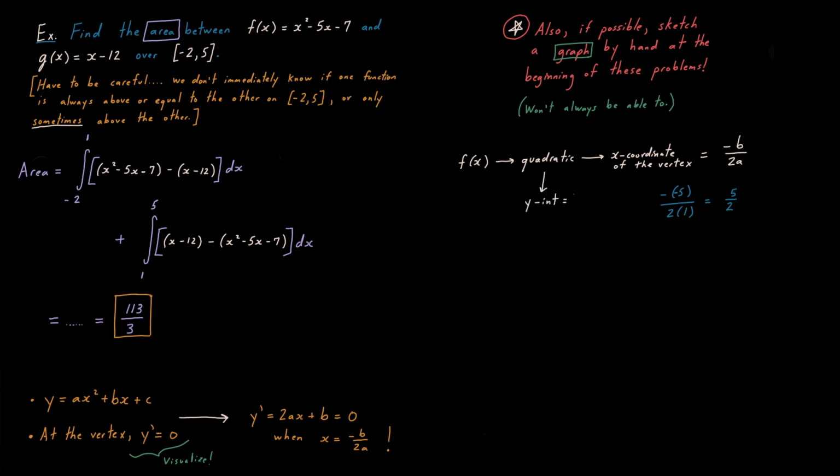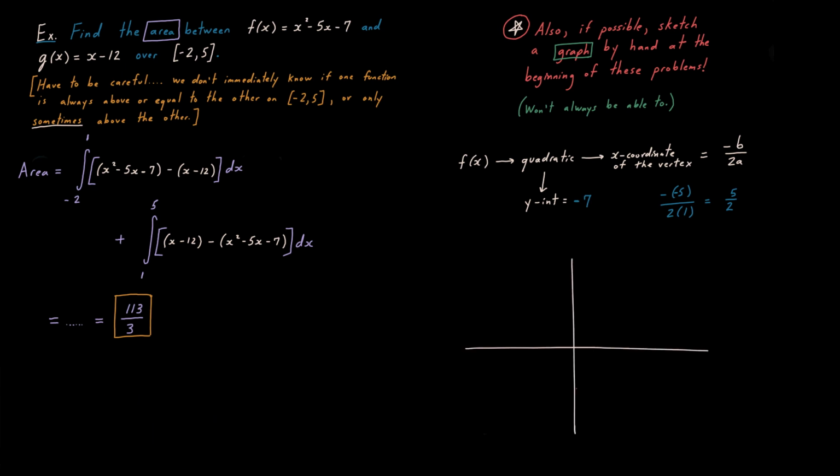And here he is. In this case, 5 over 2. We have a y-intercept at negative 7. Again, on this point, I'm just filling in some detail to get a reasonably decent graph. There's my negative 7. 5 halves around right there. Now the vertex is going to be below negative 7 because it's an upward facing parabola. And here he is.